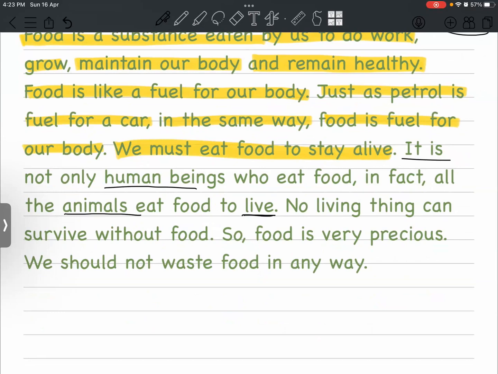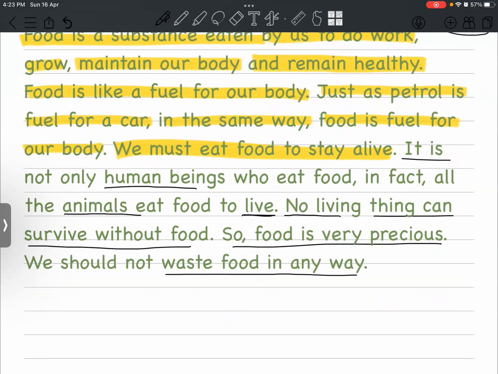So it is very important for all the living creatures on the earth to obtain food to survive. No living thing can survive without food. So food is very precious and we should not waste food in any way. Okay, Swati? Yes, sir.